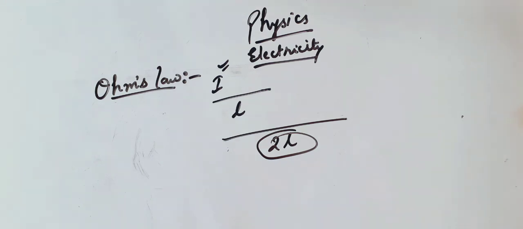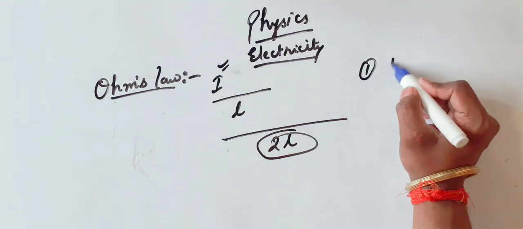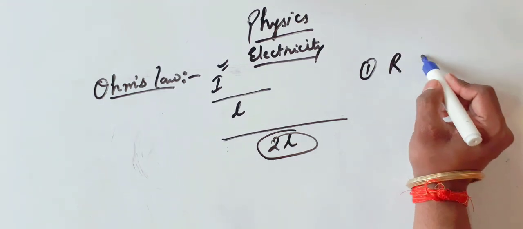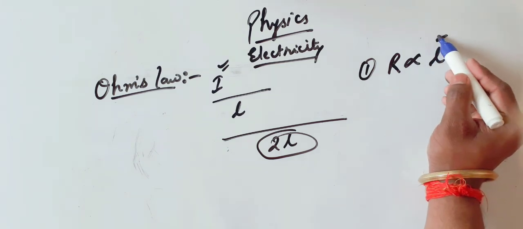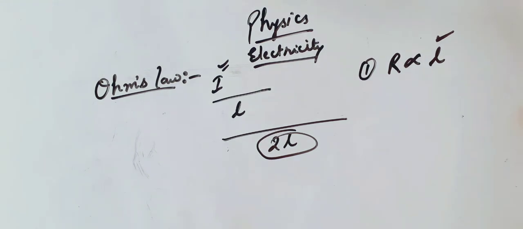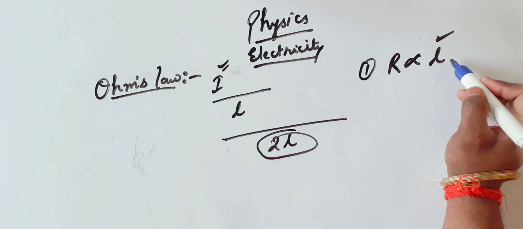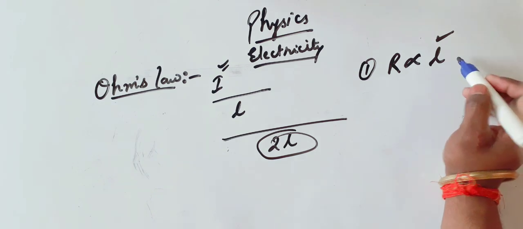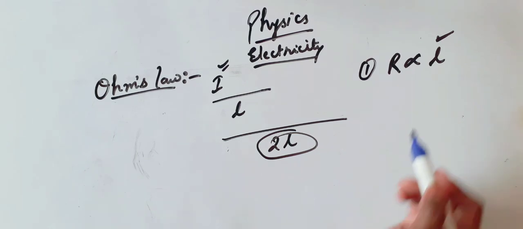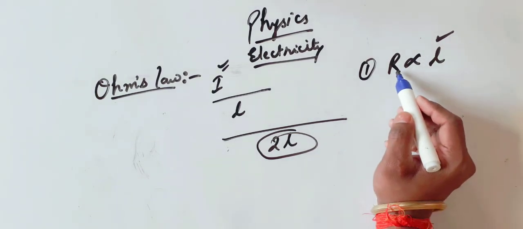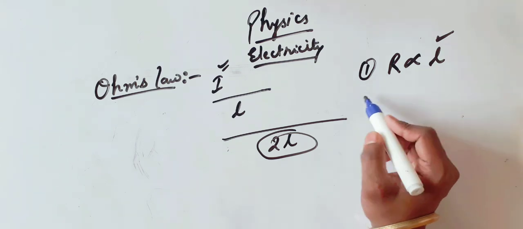Now I am going to discuss that resistance depends on four factors. First one is the length of the conductor. Resistance is directly proportional to the length of the conductor. If the length of the conductor increases, resistance will also increase. If the length becomes half, resistance also becomes half. And if length becomes double, resistance is also doubled.